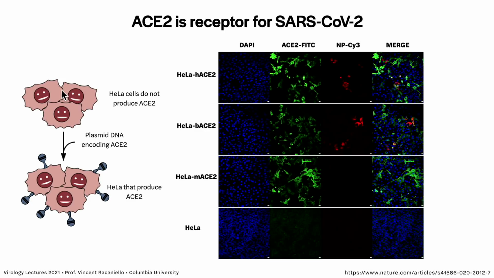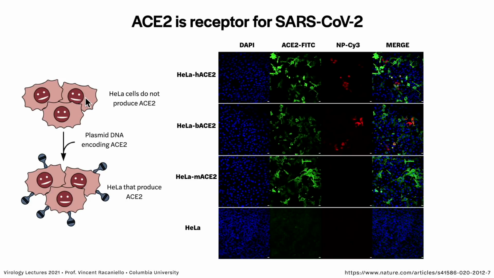So what they did is, well, first of all, this was really facilitated by the fact that we knew that SARS-1 used ACE2 as a receptor, right? So they didn't have to start from scratch. So they said, okay, this is SARS-CoV-2, probably it uses ACE2.